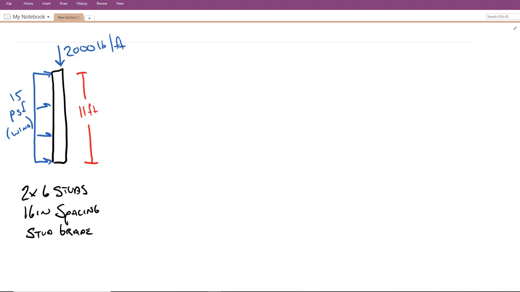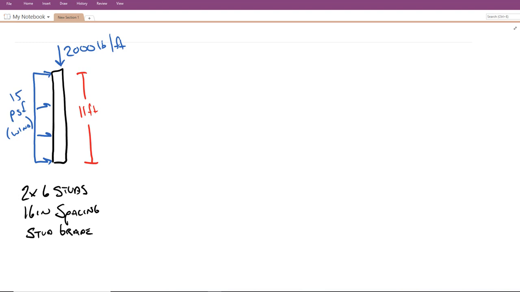You'll notice that I've drawn at the very top of the wall a uniformly distributed load acting along the top of the wall, so it's 2,000 pounds per foot. But because of the 16-inch spacing, note that it's not necessarily 2,000 pounds acting on each stud. We'll go ahead and adjust that here in just a moment. Also note that this wall is capturing a wind load of 15 pounds per square foot, and this would be an area load. Even though I've drawn it as a uniformly distributed load, this would be an area load acting along the entire length of the wall. And so we'll also adjust for that as needed.